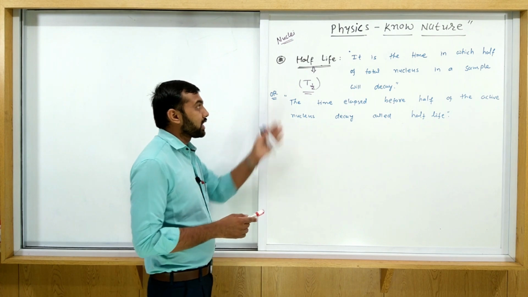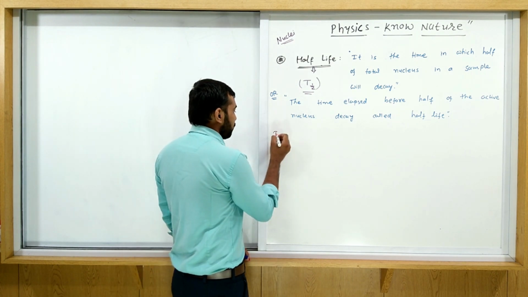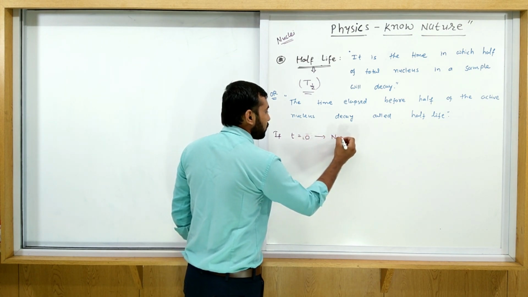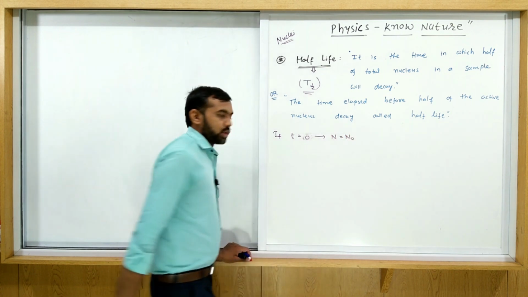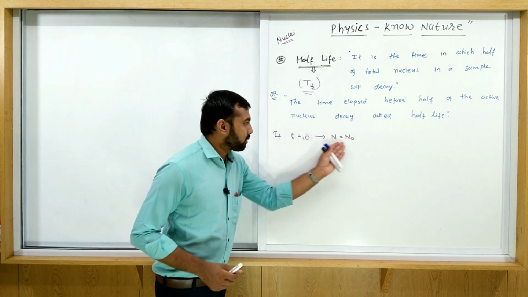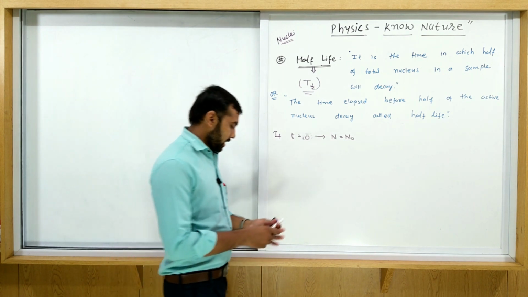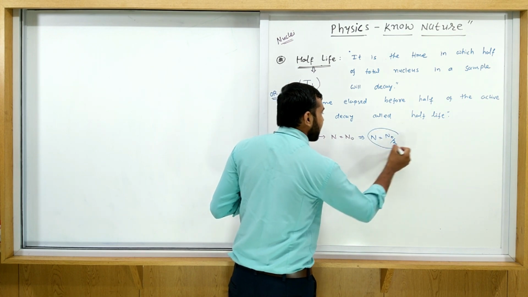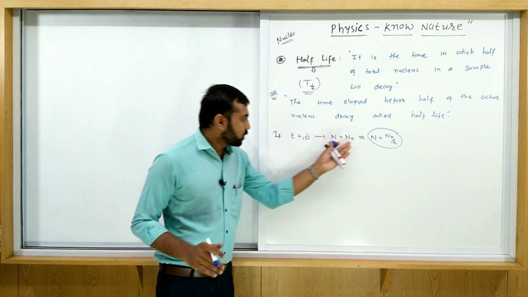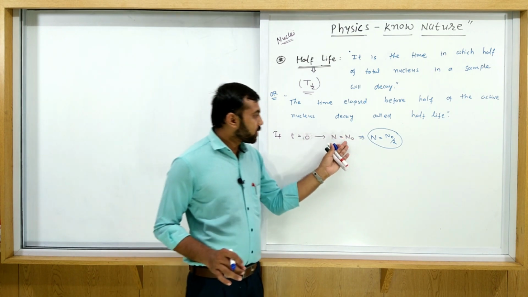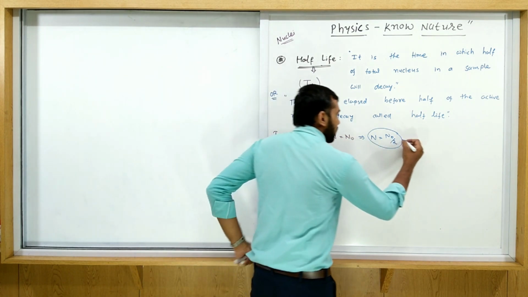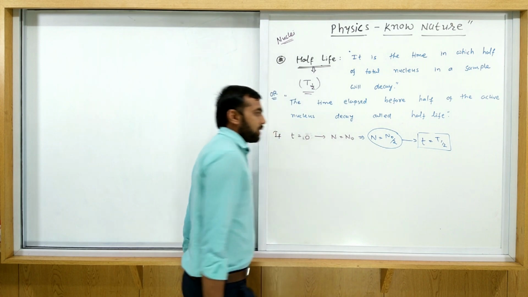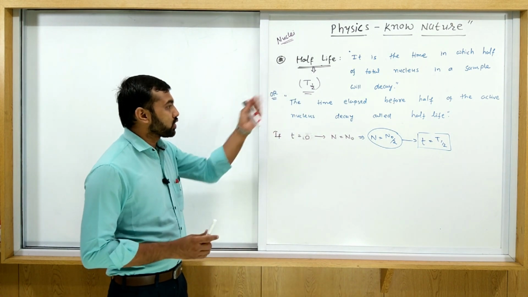Let's derive this equation. At t is equal to 0, suppose you initially have N is equal to N0 nuclei. When this N becomes N0 by 2, half of the initial nuclei, how much time is required? This time is called T1/2. Let's derive the equation of T1/2.